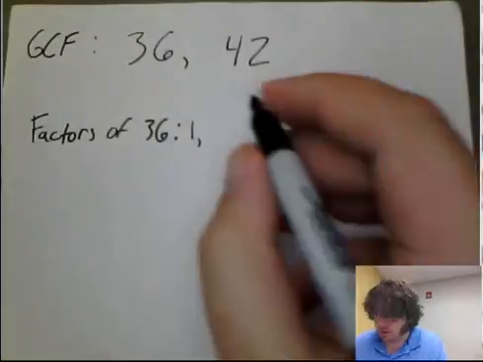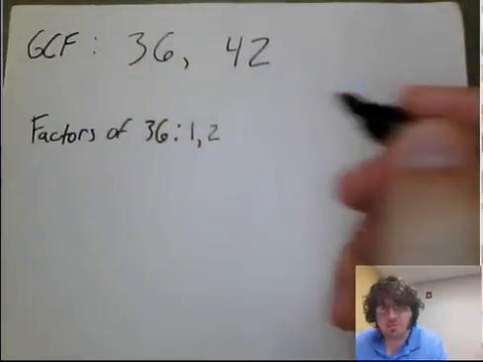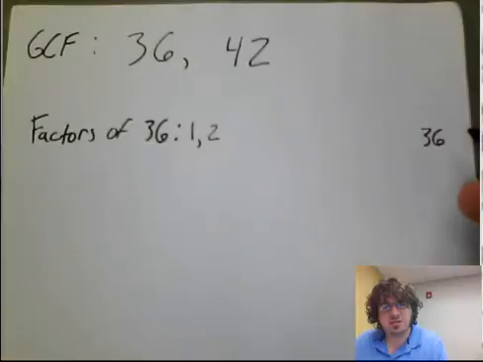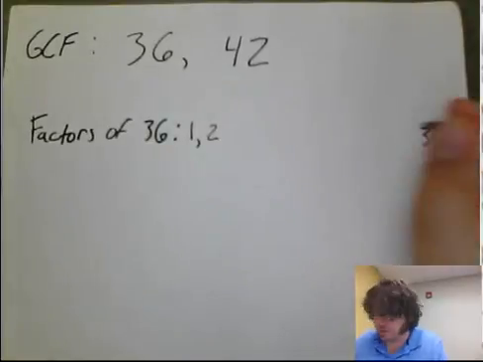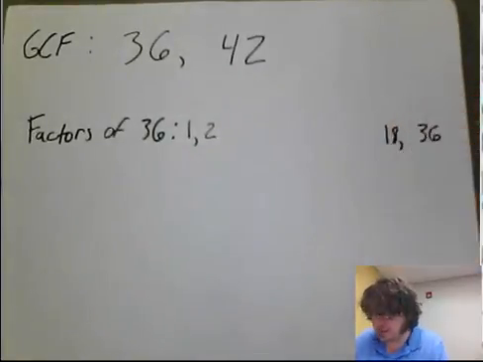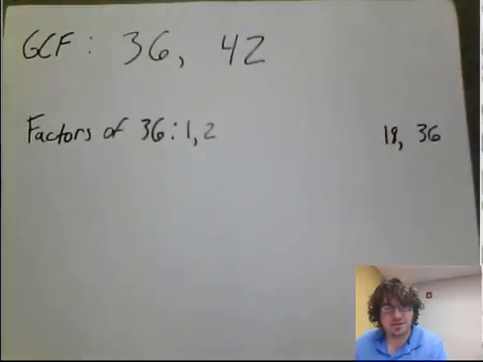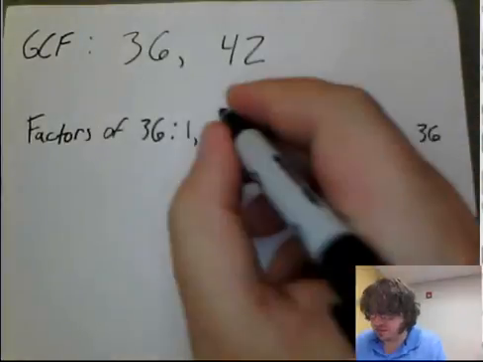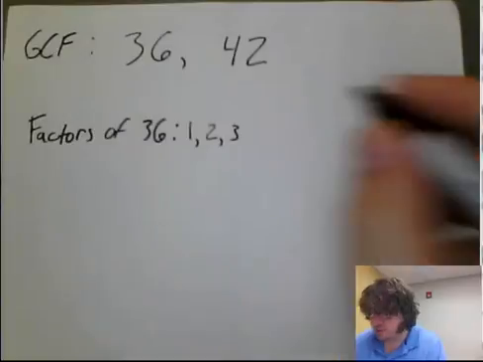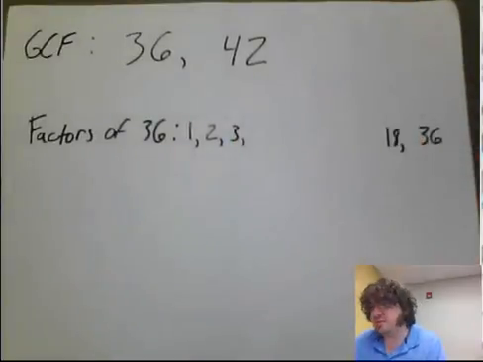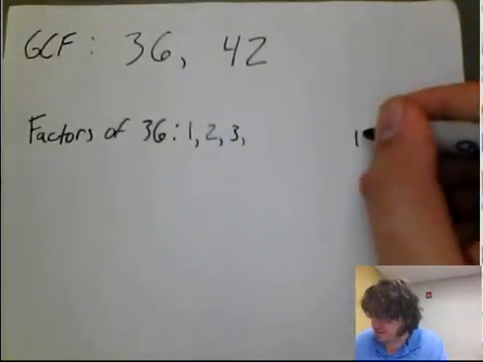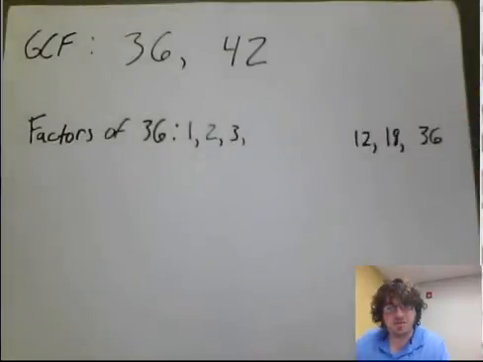Alright, now also for 36 we have 2, and what corresponds with 2 in 36? Well, 36 divided by 2 is 18. So 18 is also a factor of 36. Well, 36 divided by 3, that works. So 36 divided by 3 is 12. So both 3 and 12 are factors of 36.